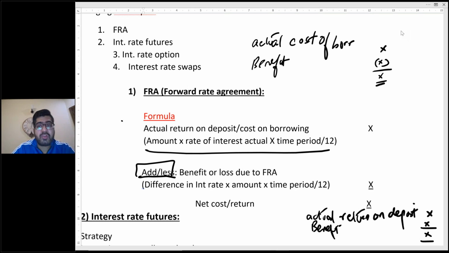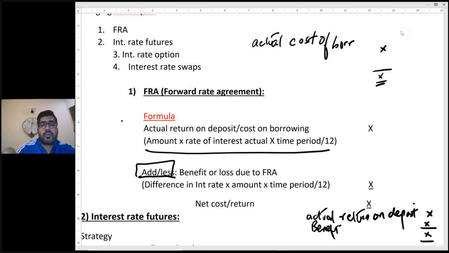If it's actual cost of borrowing, and then you get benefit, so benefit will reduce cost, we will deduct benefit. But if it's a deposit case, you wrote actual return on deposit and then benefit, so benefit will increase return, therefore added.